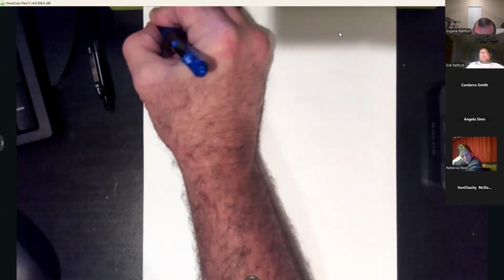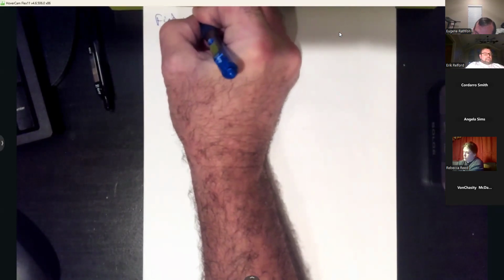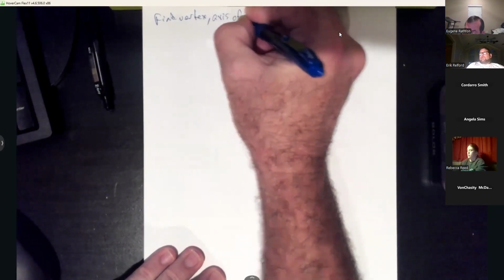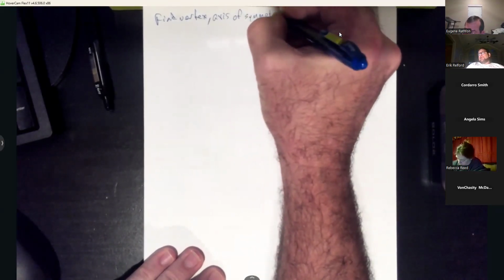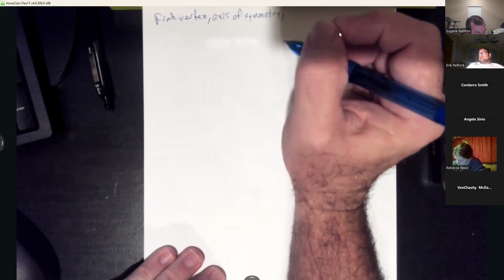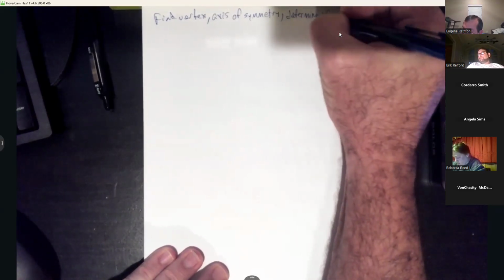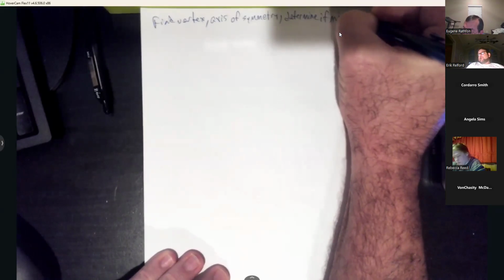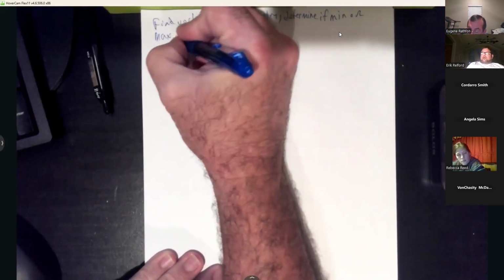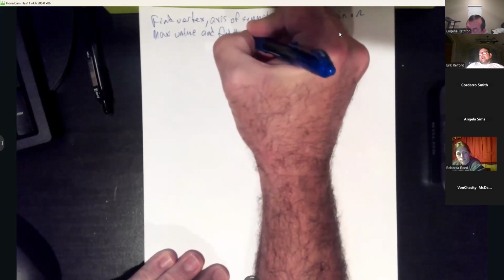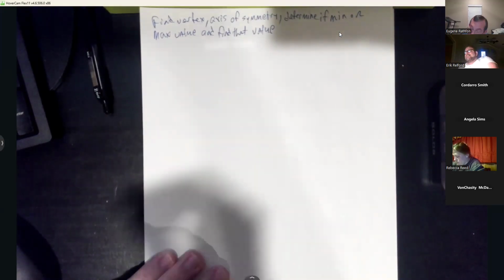All right, y'all. So for these functions we're about to get, we're going to find the vertex. We're going to find the axis of symmetry, they call it. We're going to determine if it's a minimum or maximum value, and find that value. And then they want us to graph it.